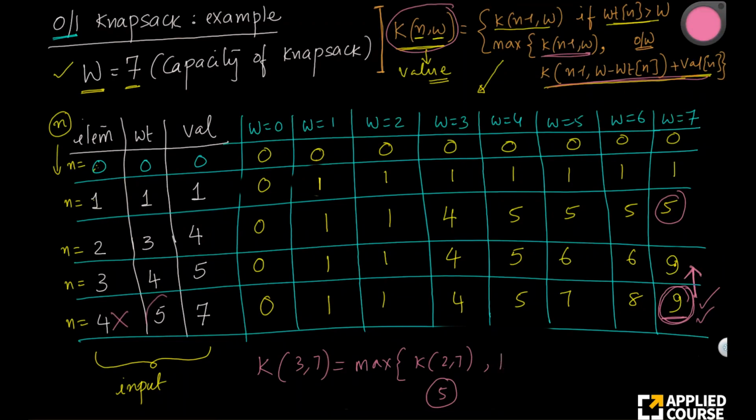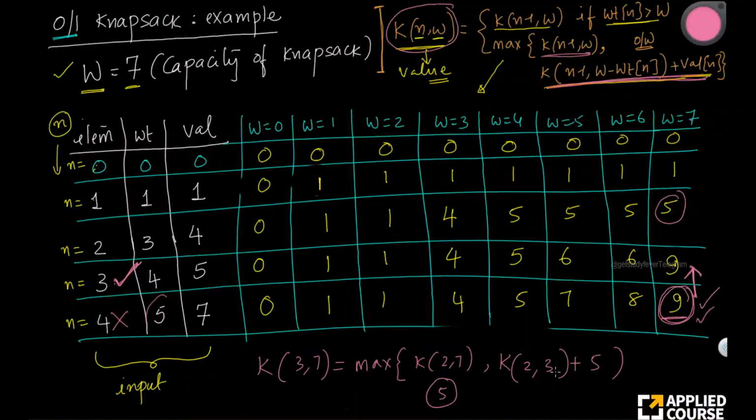What was the second option? K(n minus 1, w minus the weight of the nth item) plus the value of the nth item. What is w? w is 7. What is the weight of this item? 4. So it came from K(2, 3) plus the value of this item, which was 5. And when I choose this option, what does it mean? It means I'm selecting the nth item, which means I'm selecting this item. That's how this value was generated, by actually selecting this item.